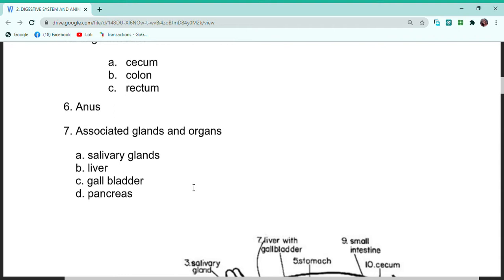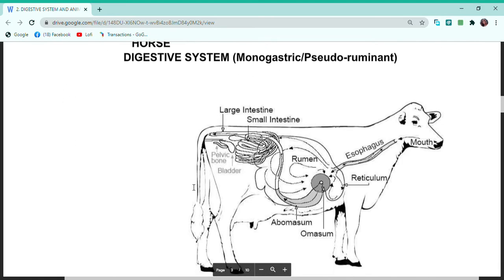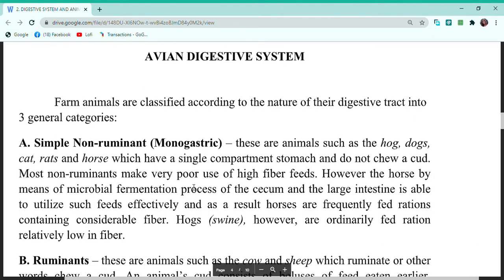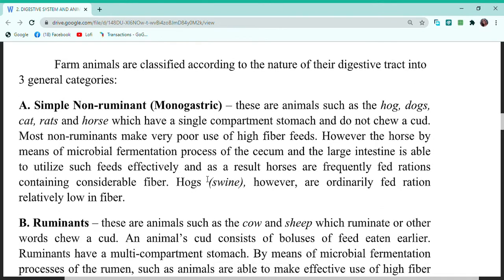Okay, and also you have there an illustration of the digestive system of ruminant. Okay, so ruminant, this is a multi-compartment stomach animal, and the chicken or the avian. Okay, the avian, they are non-ruminant. They are monogastric animals.